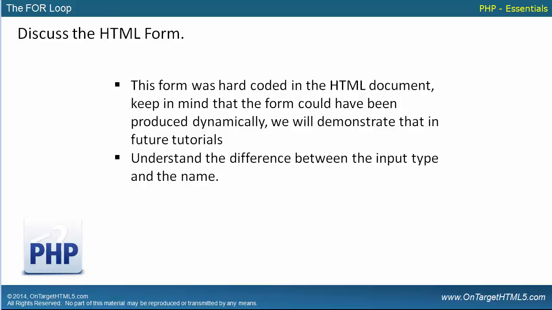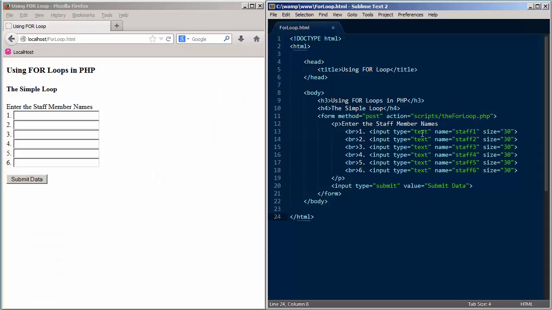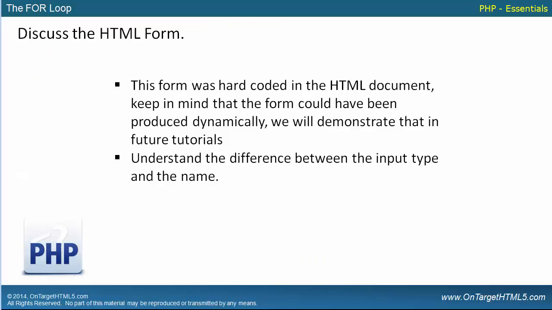Understand the difference between the input type and the name, and if you remember correctly, we talked a little bit about that. This input type is a text field. So the type is text. The name is the actual unique name for this particular data cell. So that staff position 1 right there has a unique name of staff 1. Staff 2 will have a unique name of staff 2. Those are unique to that particular cell as it passes data back and forth.